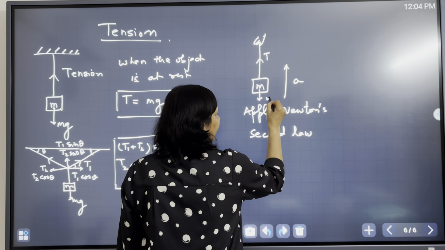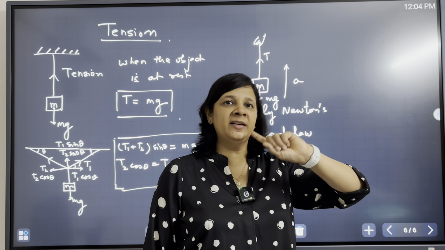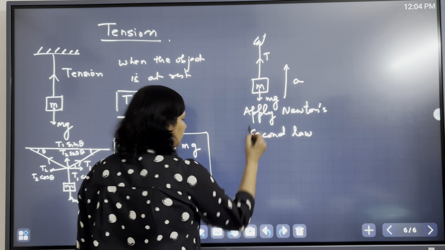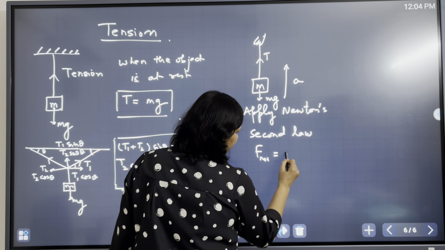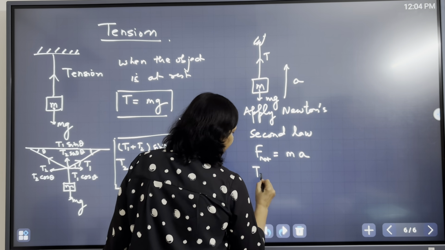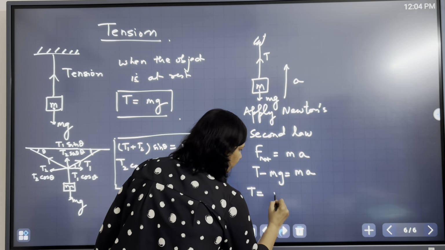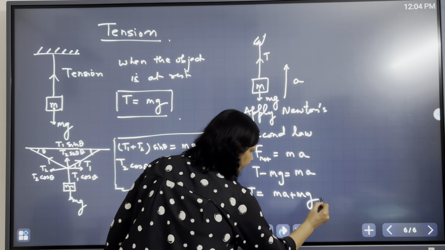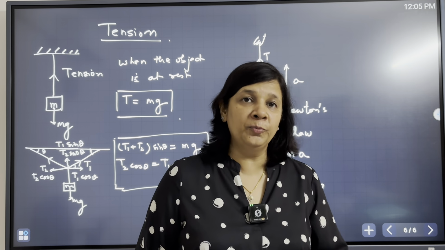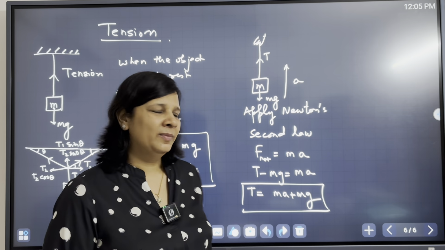mg will act downwards. How much is the net force? It's moving upwards, so I am taking the direction of net force upwards, and the direction of acceleration will be the same as the net force. So F net is equal to mass into acceleration from Newton's second law. F net will be T minus mg is equal to ma. T will be equal to ma plus mg. This is the amount of force with which you have to pull it upwards, so that the block has an acceleration A. Very simple.